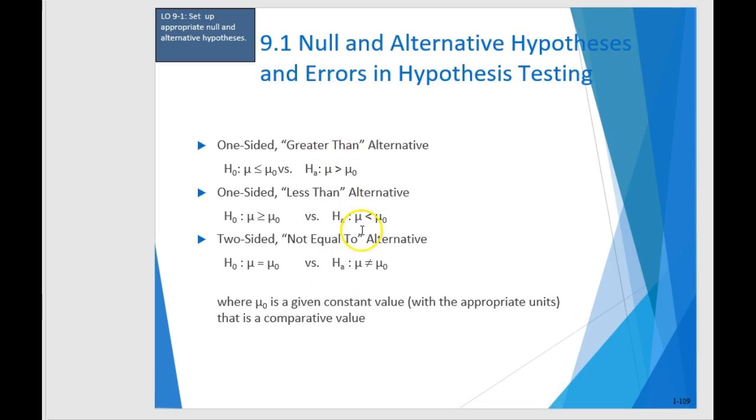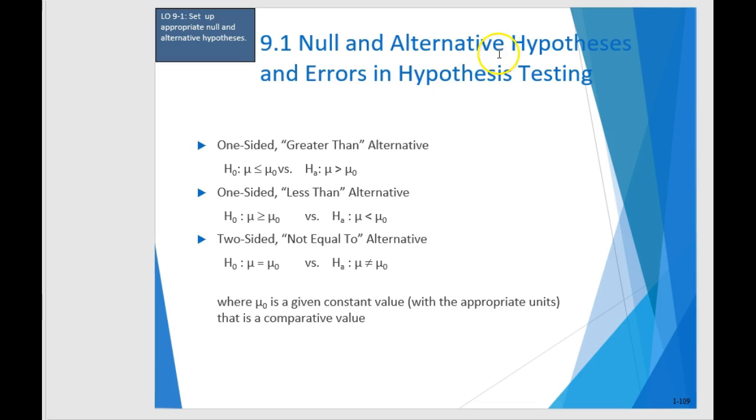HA, which really is what you're going to be looking to determine if it's reasonable, is the alternative hypothesis, HA. And that's what we suspect to be true. So H naught is the status quo. HA is what we suspect might be the case. Okay, so there's three types. There's one-sided greater than, one-sided less than, and then two-sided, which is not equal to.